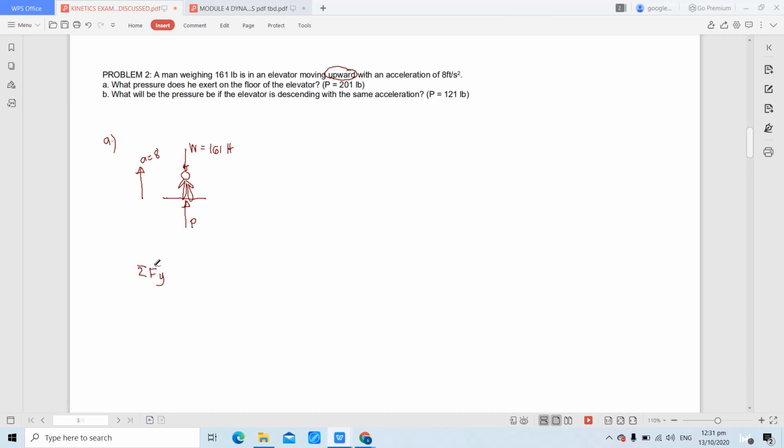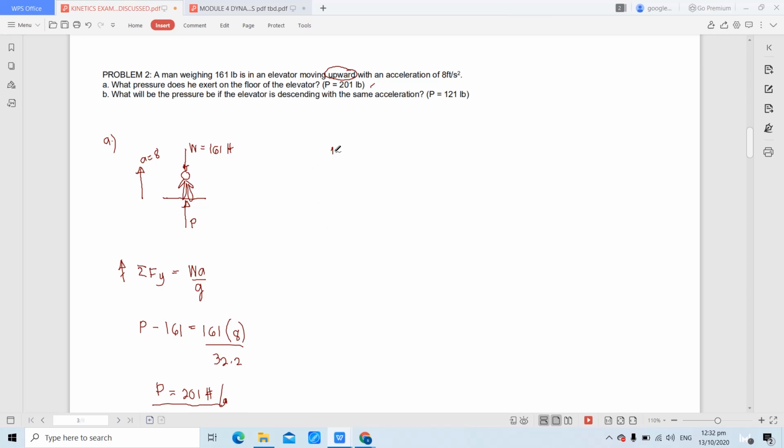In that vertical summation of forces, there is our reverse effective force, equivalent to WA over G. And upward forces are positive. What are the upward forces? P. What are the downward forces? That is minus 161, equivalent to the weight, 161. Acceleration is given as 8. G is 32.2. Move this to the other side, it becomes plus. What will be the value of the pressure? 201 pounds. This is our answer.